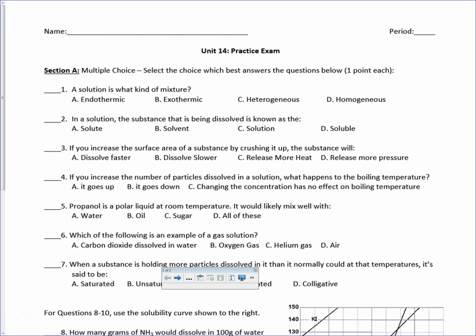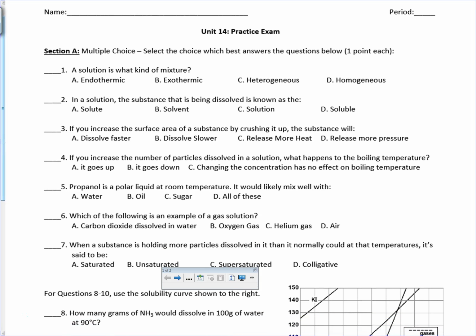Okay, this is the Unit 14 practice exam. I'll quickly be going through this here. Multiple choice question number 1. A solution is what kind of mixture? You should know that it is a homogeneous mixture. Homogeneous means it's the same throughout, so solutions need to be the same all the way through.